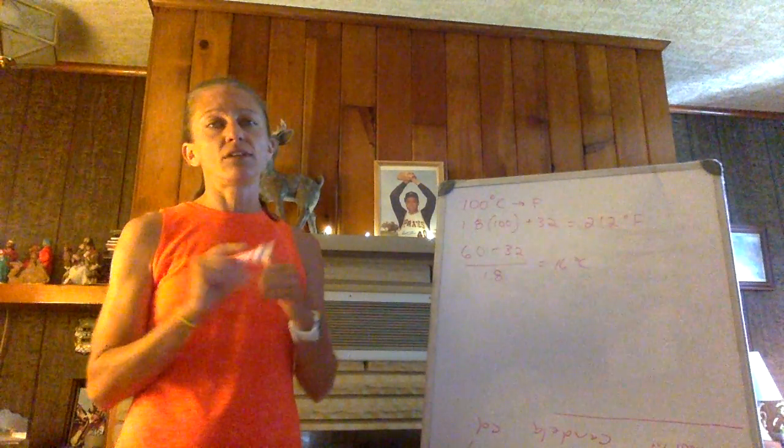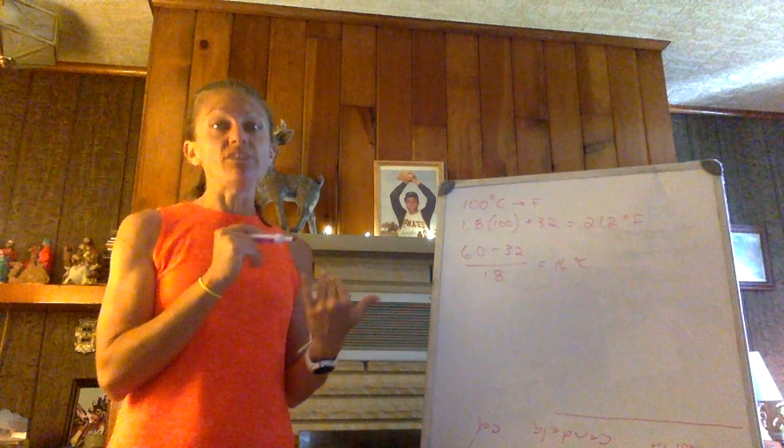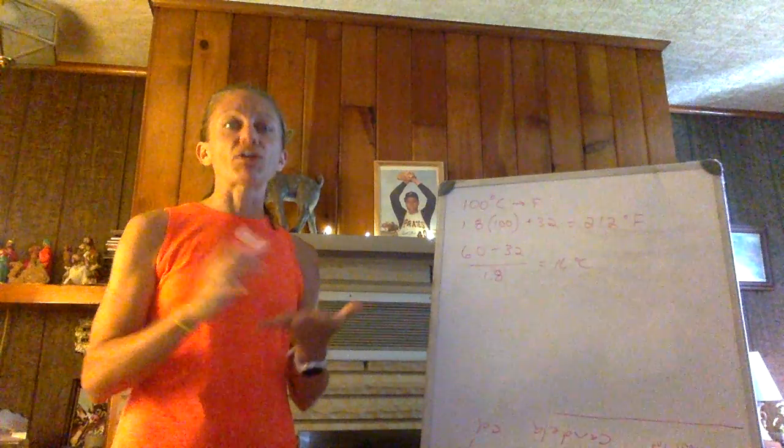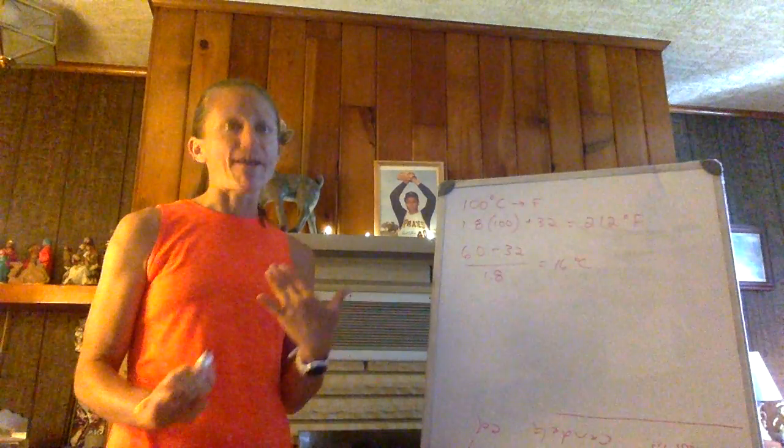37 Celsius to Kelvin. When you're going Celsius to Kelvin, you need to be able to do this one. Celsius plus 273 is Kelvin. So for 37 Celsius, which is body temperature, plus 273, I get 310 Kelvin. No degree symbol with Kelvin because the nerds will laugh at you.